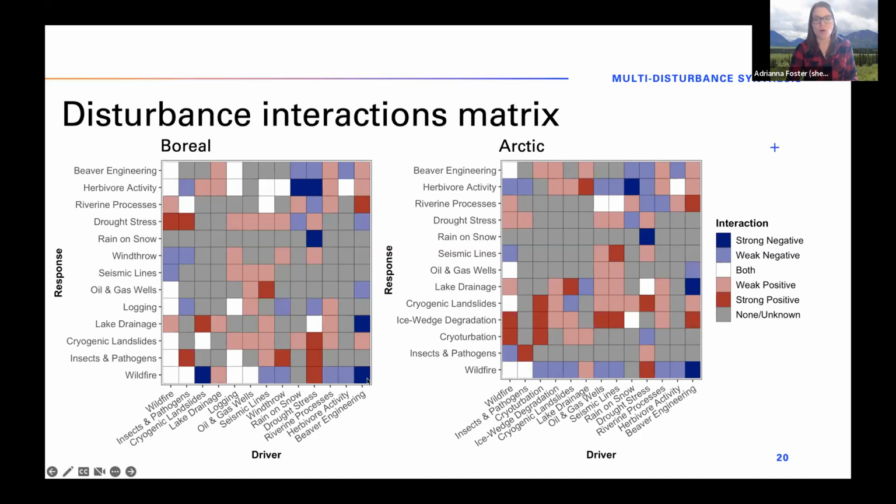And so red would correspond to an enhancing effect. So say here, drought stress has an enhancing effect on wildfire. Blue corresponds to a dampening effect. Beaver engineering has a dampening effect on wildfire. White corresponds to both, either in time or space or kind of depending. It's kind of like a depends kind of thing. And so, for example, pests and pathogens have a kind of it depends effect on wildfire. And then gray, which is there's a lot of, corresponds to either none or unknown. And so, as you can see, we have many that can interact. We also have many that we kind of don't know the answer to.